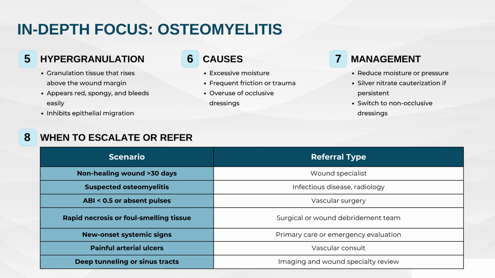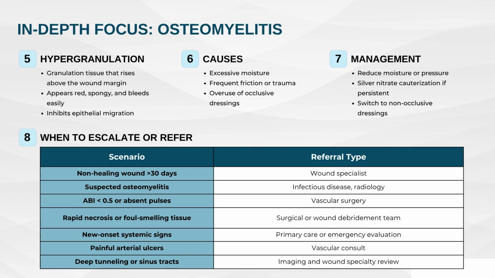If needed, silver nitrate sticks may be used to chemically cauterize the excess tissue, but only with proper training. Now, when should you escalate or refer? A wound that hasn't improved by at least 30% in 4 weeks needs specialist evaluation. If you suspect osteomyelitis, initiate labs and refer to infectious disease and radiology.